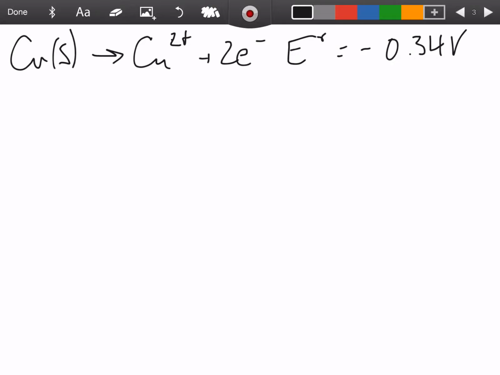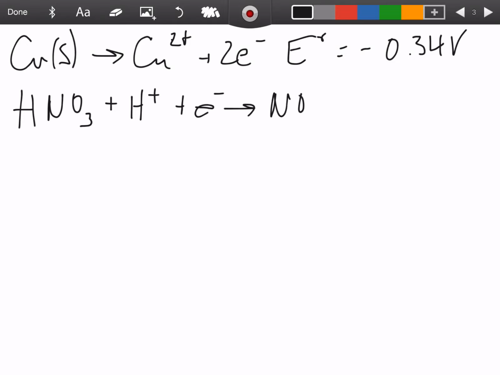Rather than just H plus going to H2, which has a zero potential, we can take a look at a reaction of nitric acid. And nitric acid, just to balance it out, if I put it in with some H plus and add an electron to that, I can get NO2 gas and H2O from that, and the potential for this is equal to 1.84 volts.